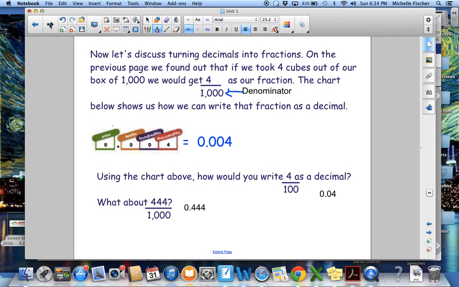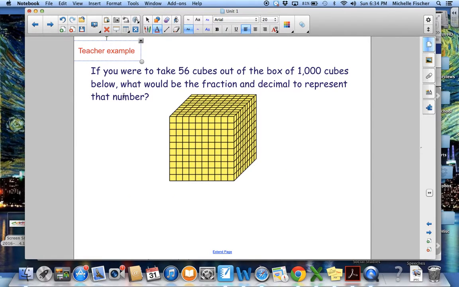Alright, let's practice a little bit more. So here, if we were going to take 56 cubes out of this box of 1,000 cubes, what would be the fraction and the decimal to represent that number? Well, I know that 56 is going to be my numerator because I'm taking 56 cubes out of 1,000, because that is my total, so that is going to be my denominator. So my fraction is 56 over 1,000.